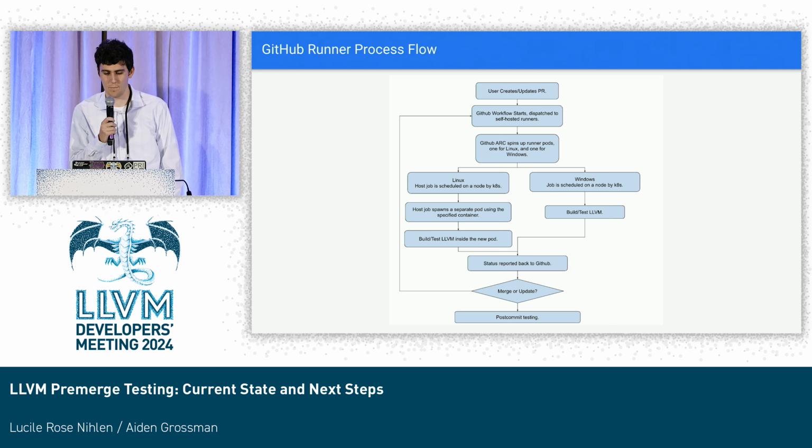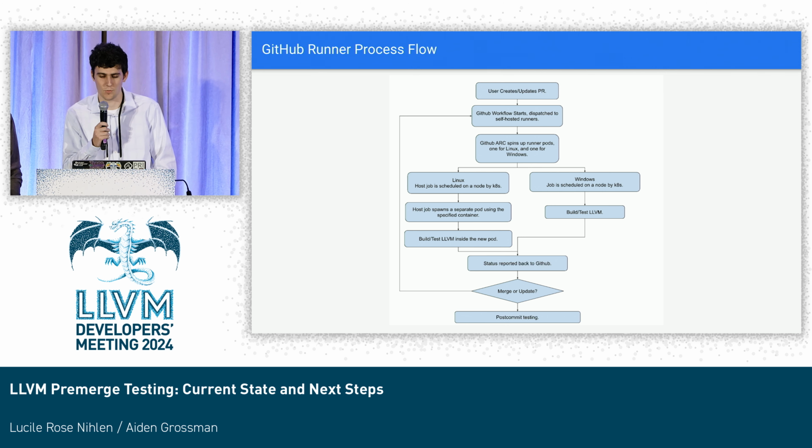So the new flow essentially looks like this, where a user will create or update a PR. The GitHub workflow starts, and then the jobs that get spawned due to that end up dispatching to the self-hosted runners. So GitHub ARC, which is the Actions Runner Controller that runs on the cluster, will spin up runner pods. So one for each workflow that we're going to end up running. So Linux and Windows for right now.